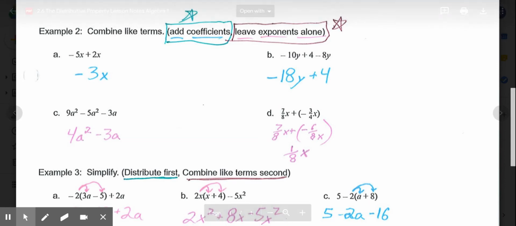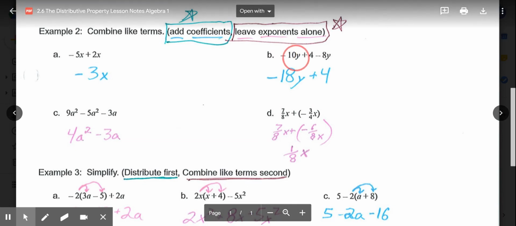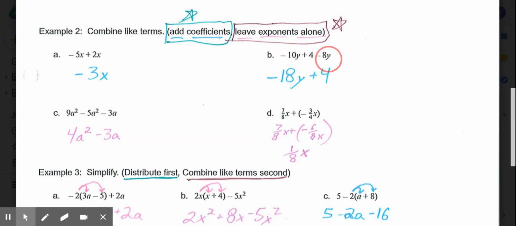In B, I can combine the negative 10y and the negative 8y. A negative 10y and a negative 8y have the same variable and power, so we can combine them. Negative 10 and negative 8 gives me a negative 18y, and then we just bring down the plus 4.